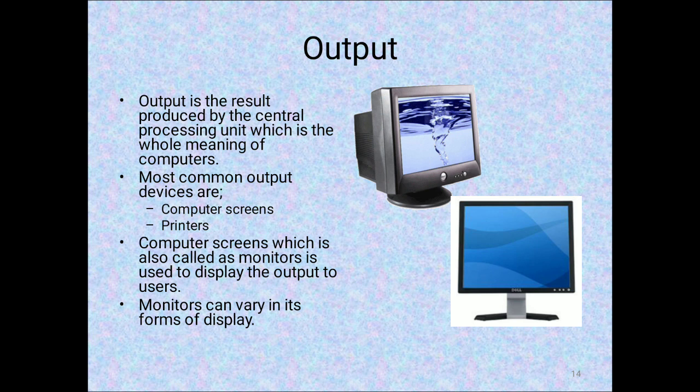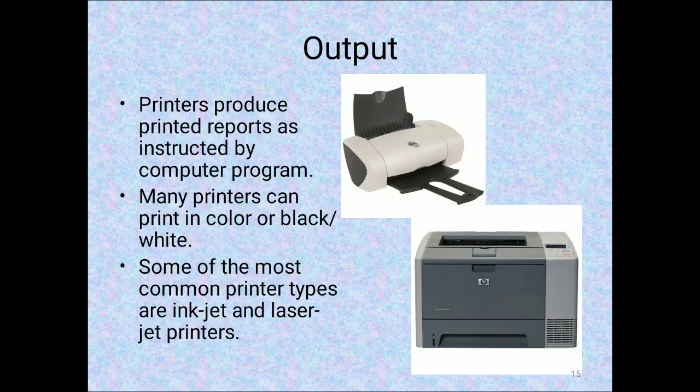Now next, the output device. Output devices are those devices where we get the result, that is the output after processing from the central processing unit. The most common output devices are computer screens, printers, etc. A computer screen is also called a monitor. Monitors come in a variety of forms. Different types of monitors are there.